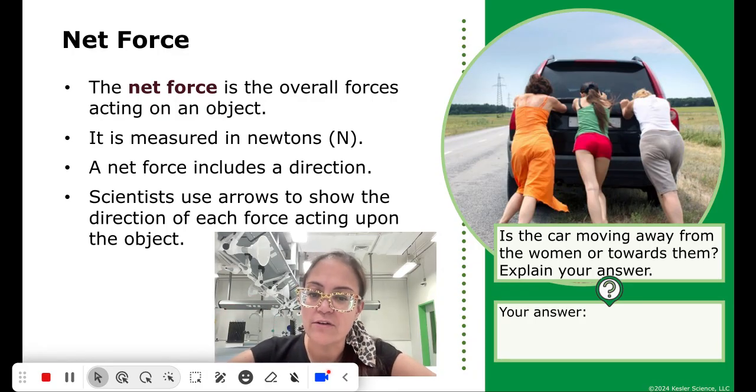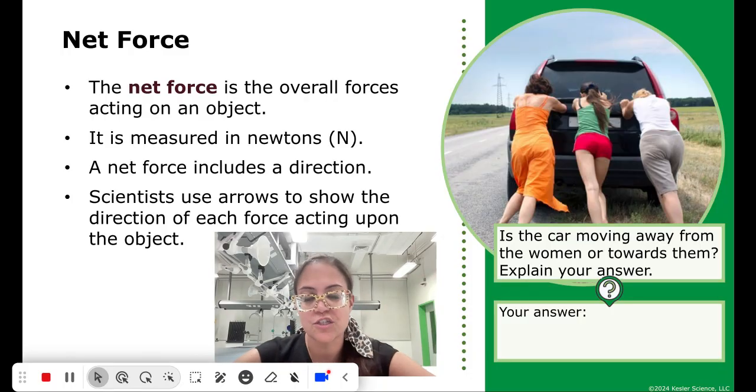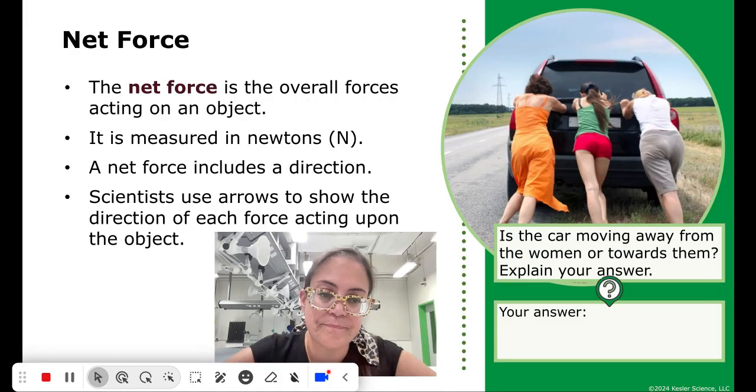So scientists use arrows to show the direction of each force acting upon the object. Here we have these ladies pushing a car. I've been there. Is the car moving away from the women or towards them? What do you guys think? We're going to assume that the car is turned off, for safety's sake. But is the car moving towards them or away from them? Well, we would hope that they are pushing it down the street, so it should be moving away from them, because they are all pushing in one direction together.